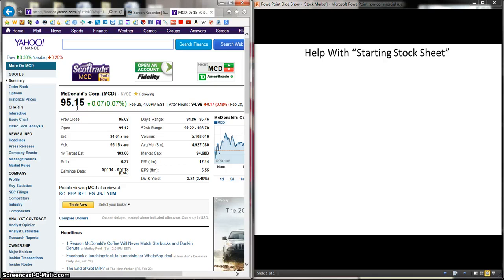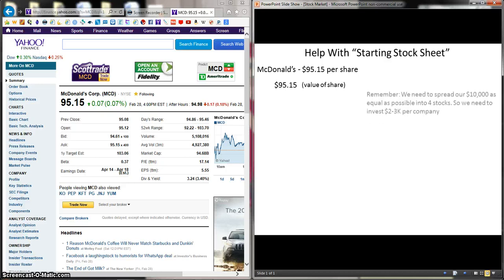If we want to buy McDonald's stock, this is how we do it. Let's click over here and start doing some of the math. McDonald's is being sold at $95.15 per share. That is what we log on our sheet, $95.15 is our value of share. You log that information on your starting stock sheet.